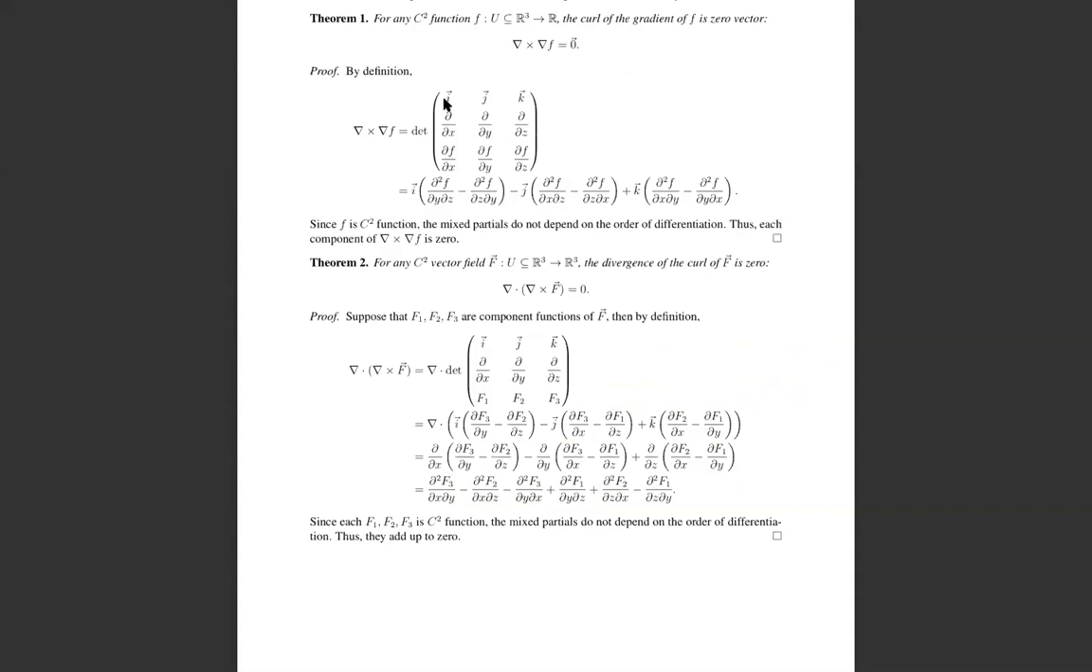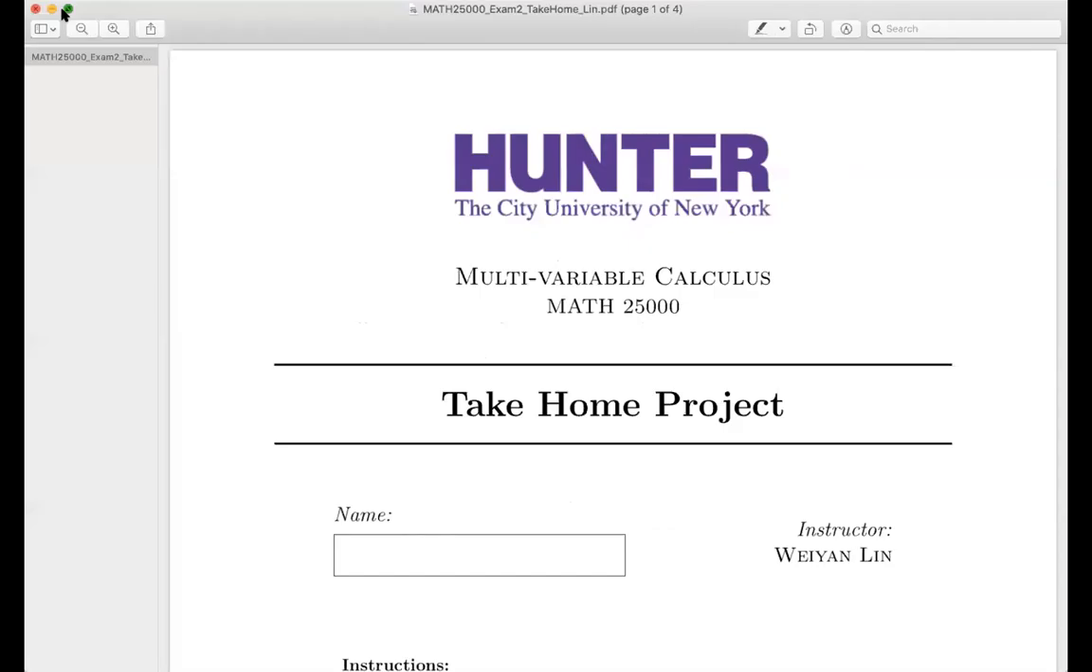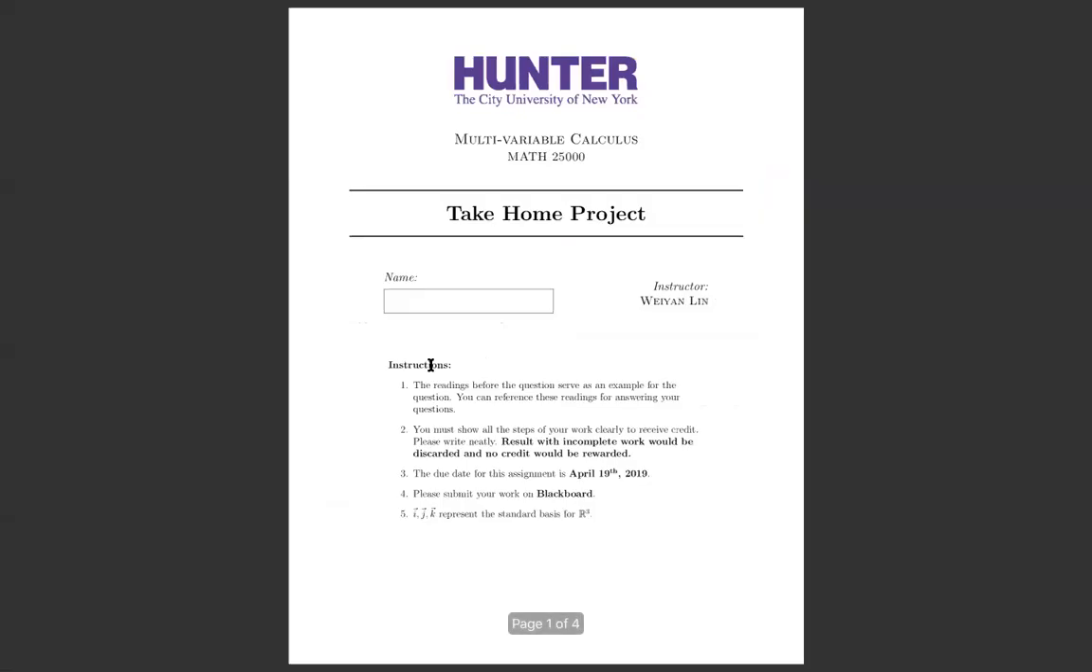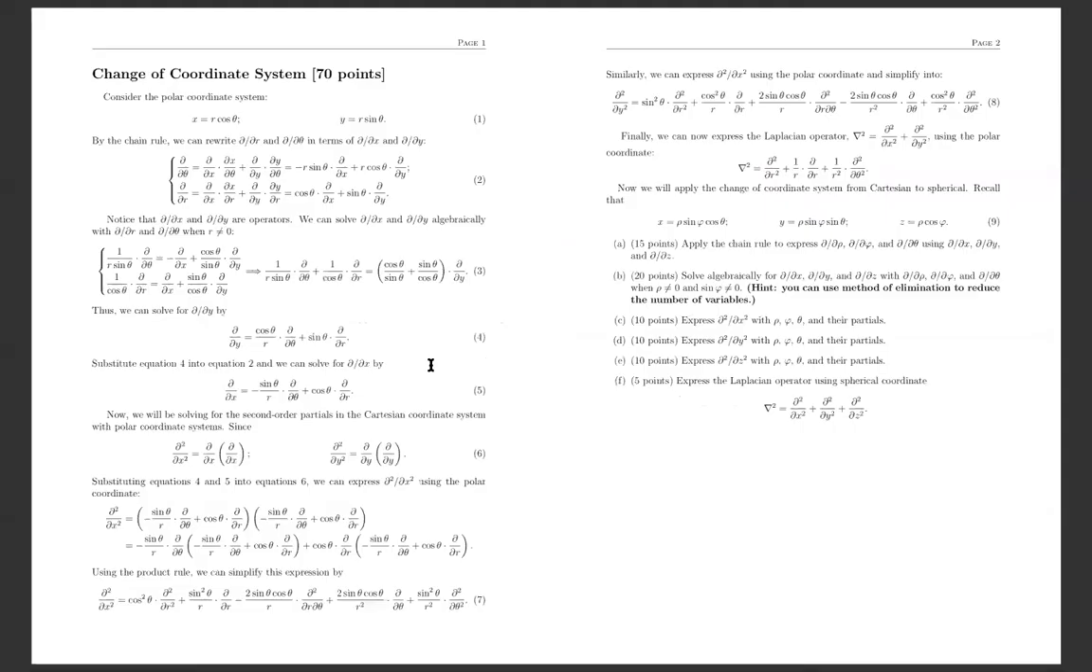Yeah, Professor, actually, I have a question about the take-home. Sure. Can you go over how the second order partials are solved in the example problem?